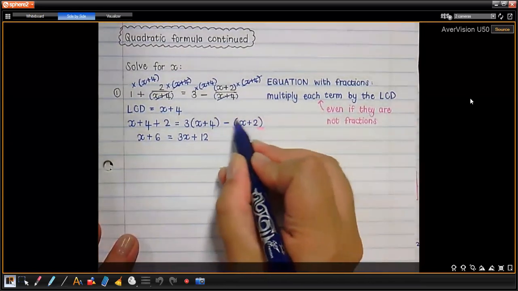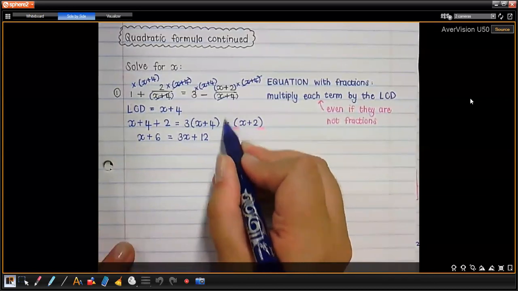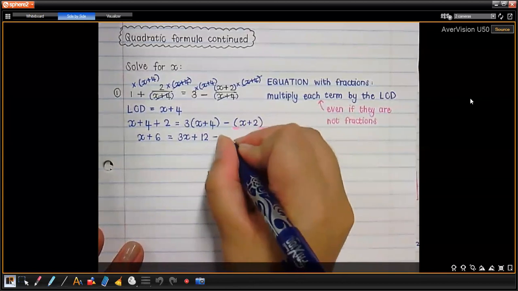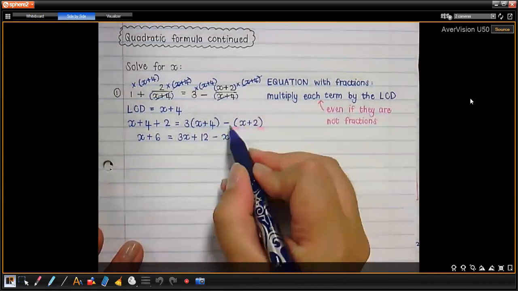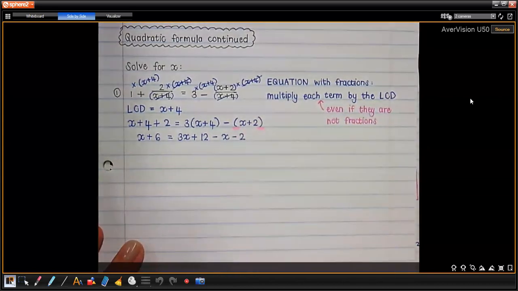And then negative 1, we now multiply in here. So remember, if there's no number written there, then there is actually a 1. So negative 1 times x is negative x. And negative 1 times positive 2 is negative 2.